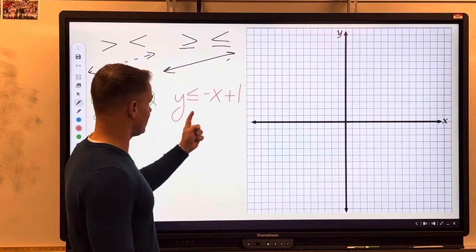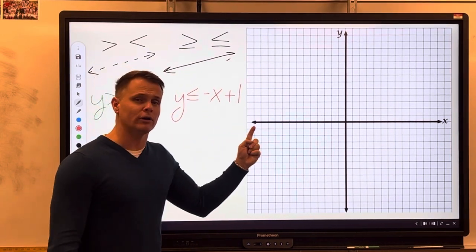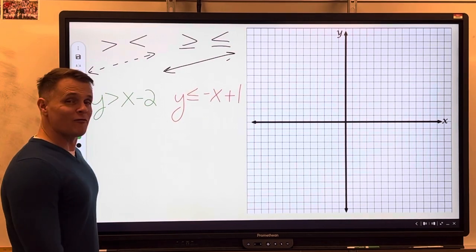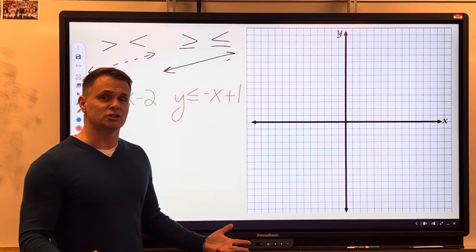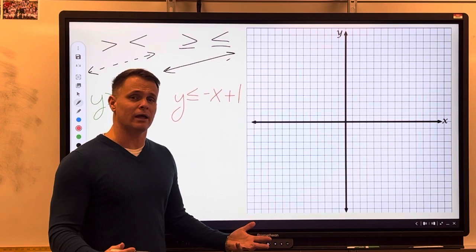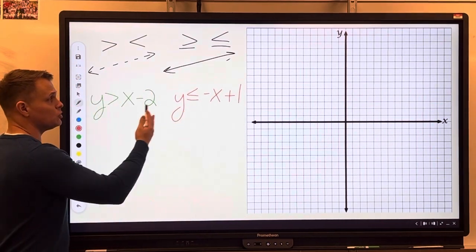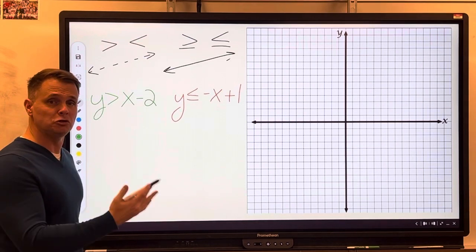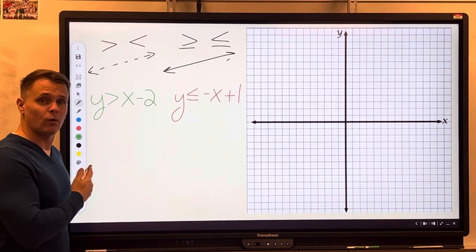So let's take a look at these two inequalities that I have here. We are going to graph both of these. We're going to shade the solutions, and we are going to see where they overlap. I chose two different colors so we can distinguish between the two graphs. Let's start with the green one right here.